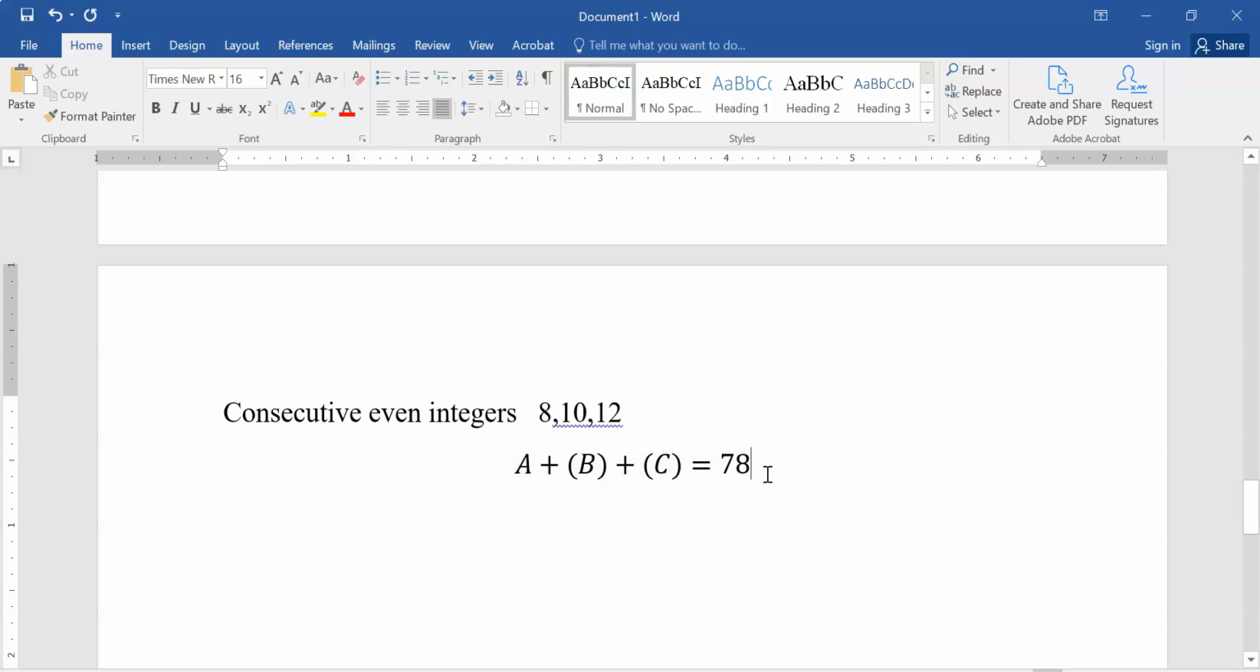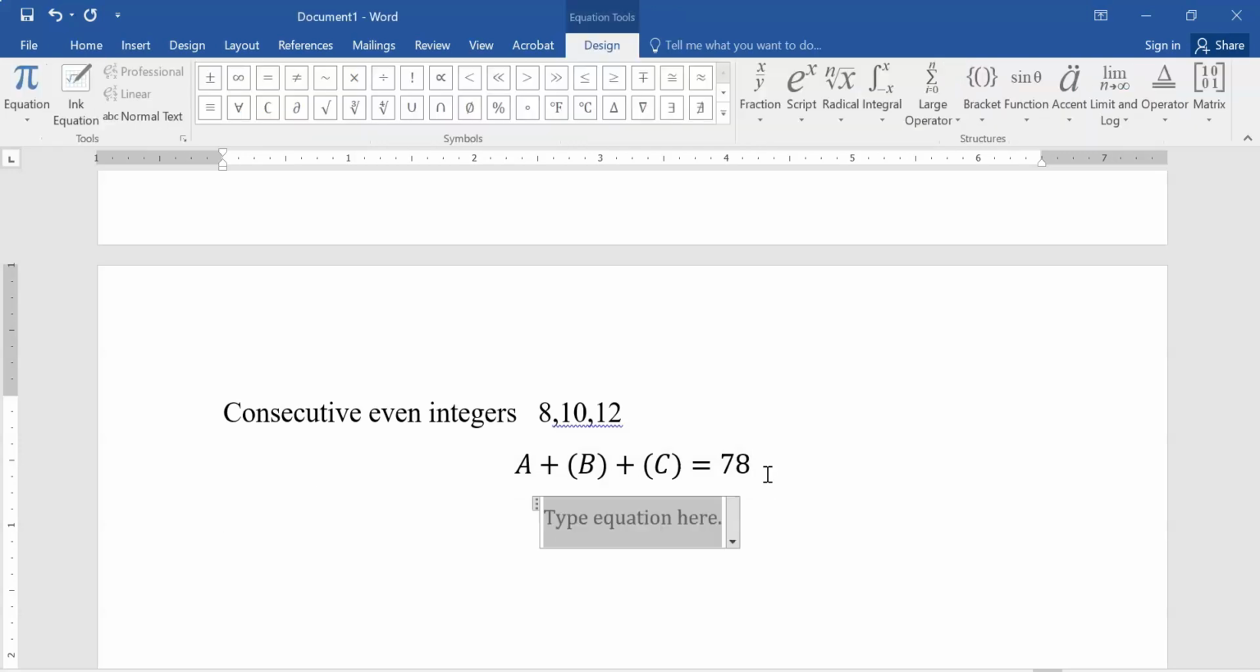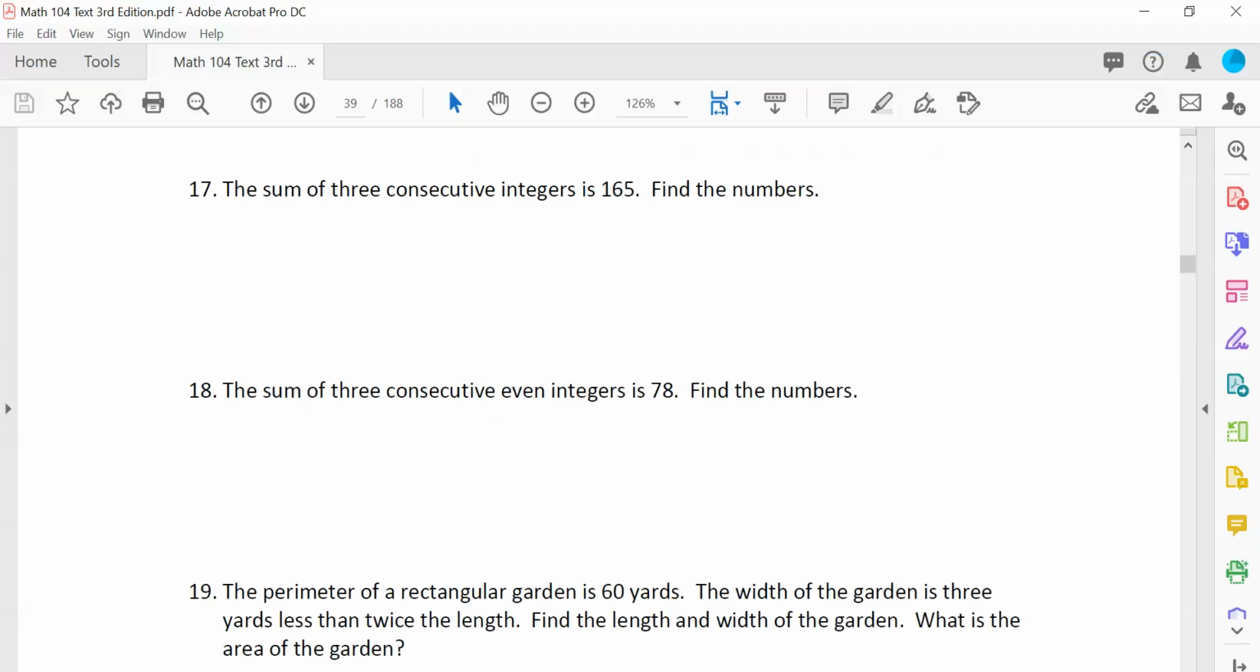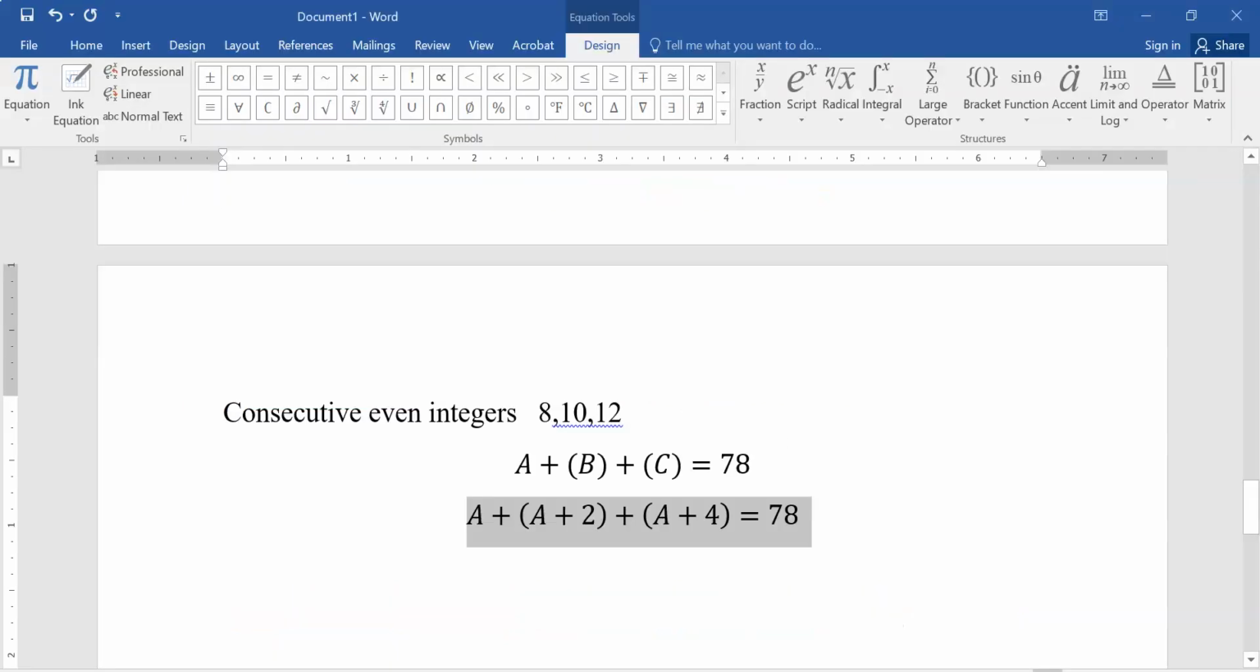So when we go to write our equation, my second number, b, has to be 2 more than a. And you'll notice if you jump by 2 and then 2 again, that means my third number, c, would have had to be 4 more than a. And now we have an equation that we can solve. So again, the sum of three consecutive even integers is 78. Find the numbers.